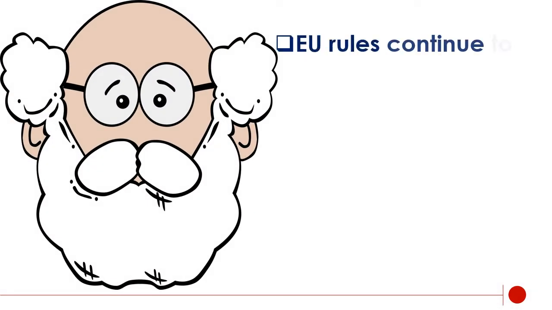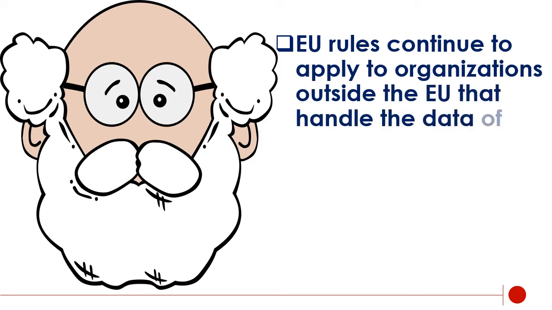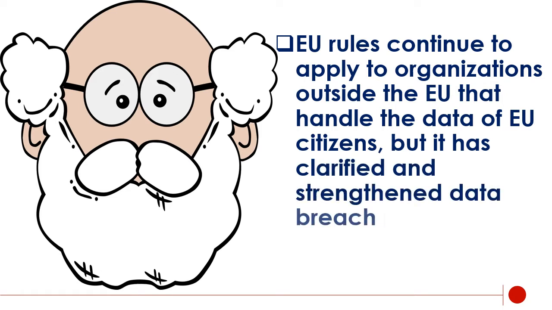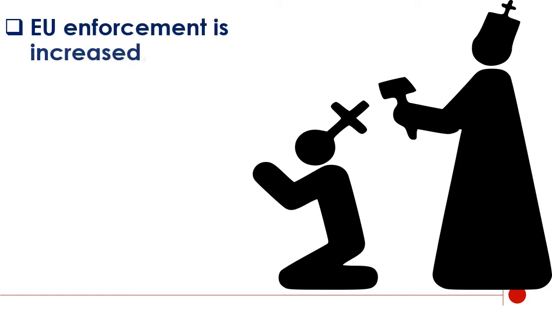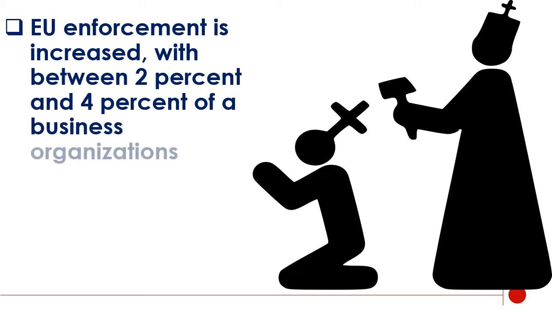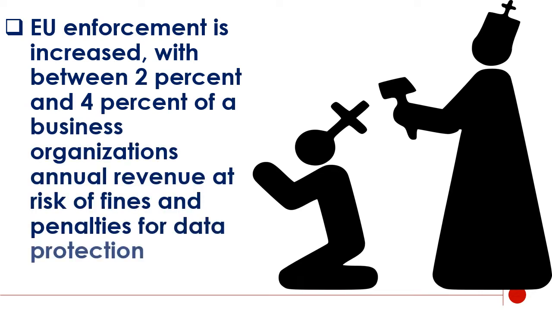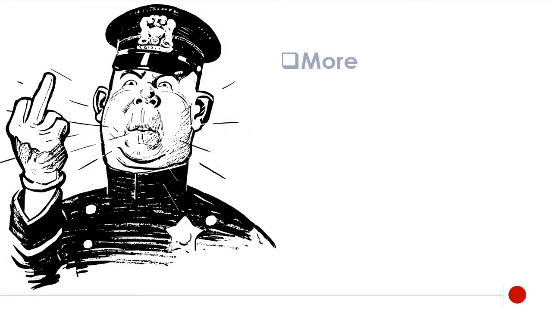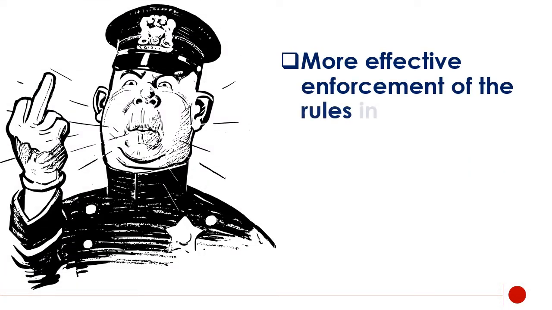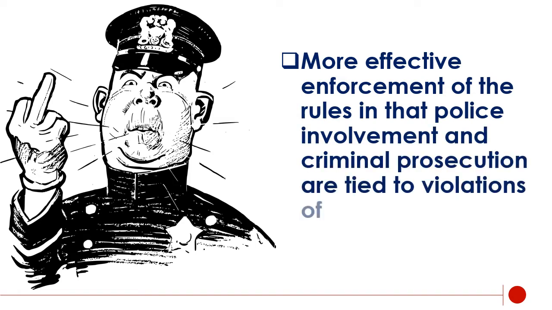EU rules continue to apply to organizations outside the EU that handle the data of EU citizens, but it has clarified and strengthened data breach notification requirements. EU enforcement is increased, with between 2% and 4% of a business organization's annual revenue at risk of fines and penalties for data protection. More effective enforcement of the rules, in that police involvement and criminal prosecution are tied to violations of privacy rules.